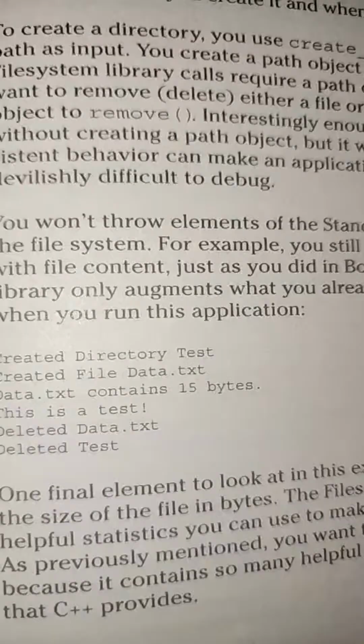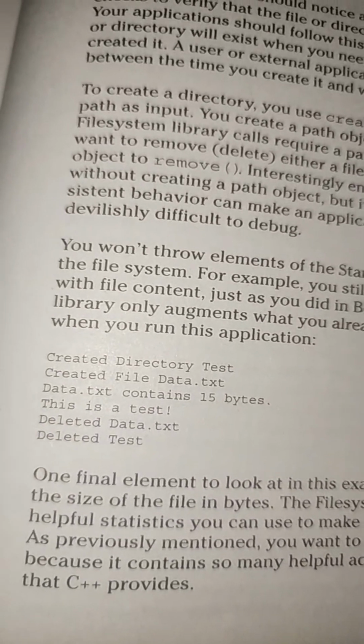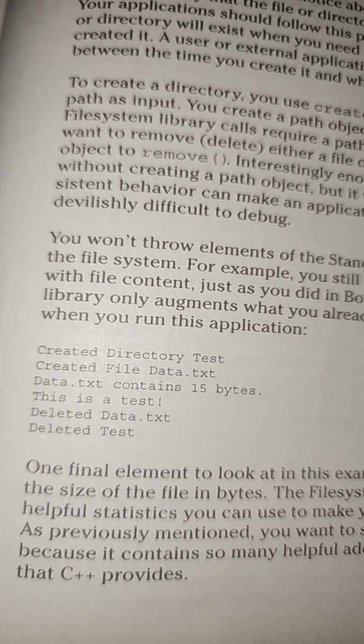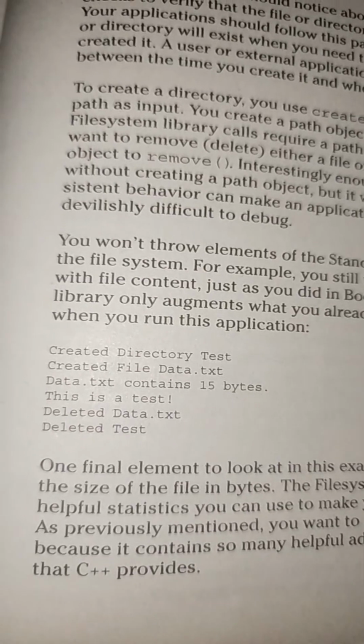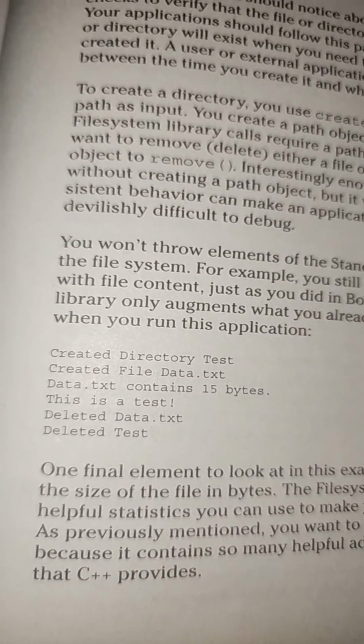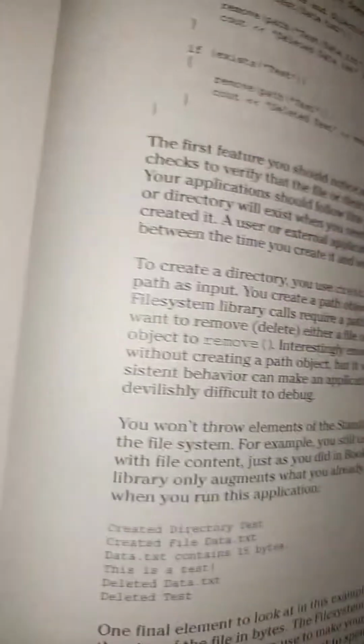Created. Here's what you see. Created directory, test, created file, data.txt. Data.txt contains 15 bytes. This is a test. Deleted data.txt, deleted test. Ooh, gee whiz, we're almost done with this chapter.